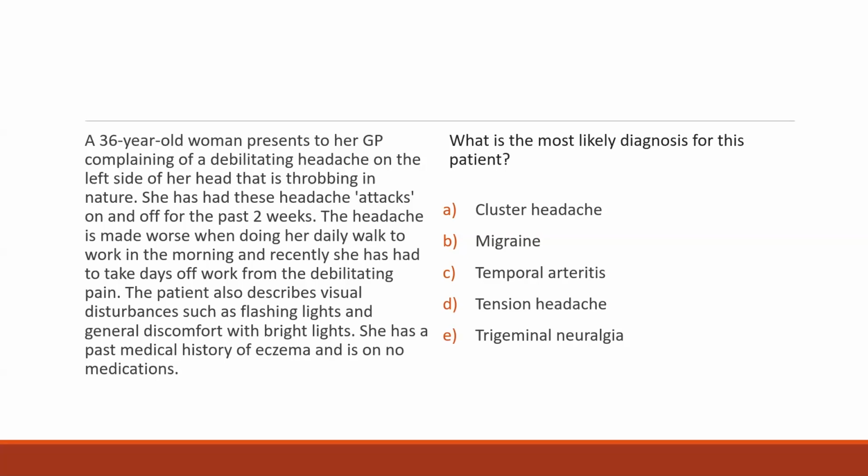A 36-year-old woman goes to the GP with a headache on the left side of her head that's throbbing. She has had these headache attacks on and off for the past 2 weeks. The headache is made worse when doing her daily walk to work in the morning, and recently she had to take some days off work because of it. She also describes visual disturbances such as flashing lights and general discomfort with bright lights. She has past medical history of eczema and she doesn't take any medications.